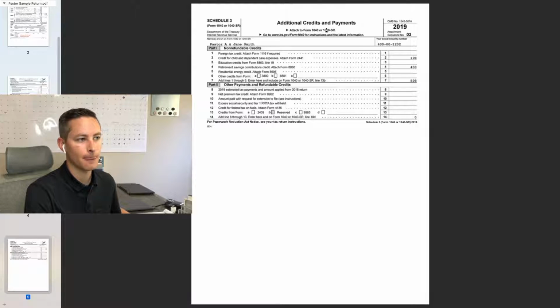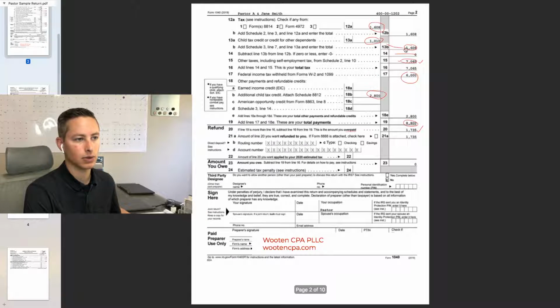Schedule 3, additional credits and payments. This is where we get our child and dependent care credit. It's also where we get our retirement saving credit. So again, those are calculated on another sheet, reported here, and then that $600 total tax credit that we get is carried to the front page and is the difference between these two. That roughly 600 plus this 1,010 equals the 1,608 of total tax credits.